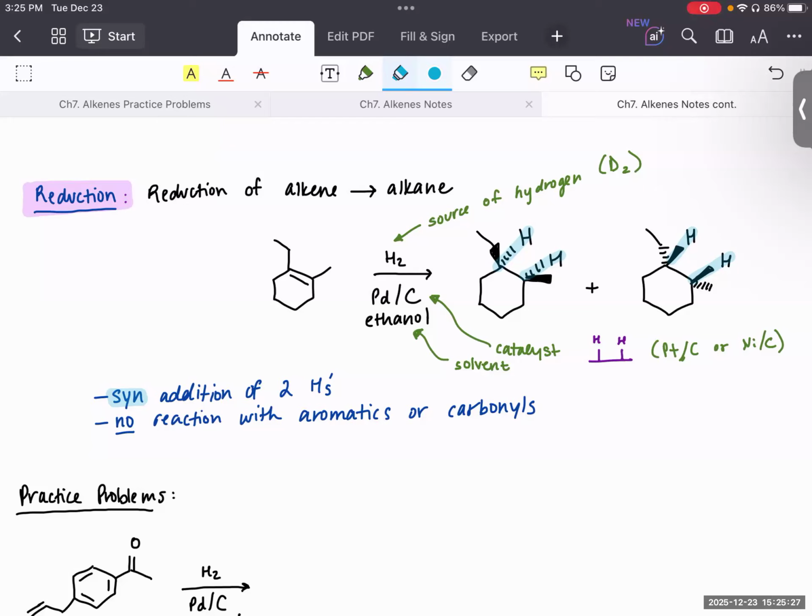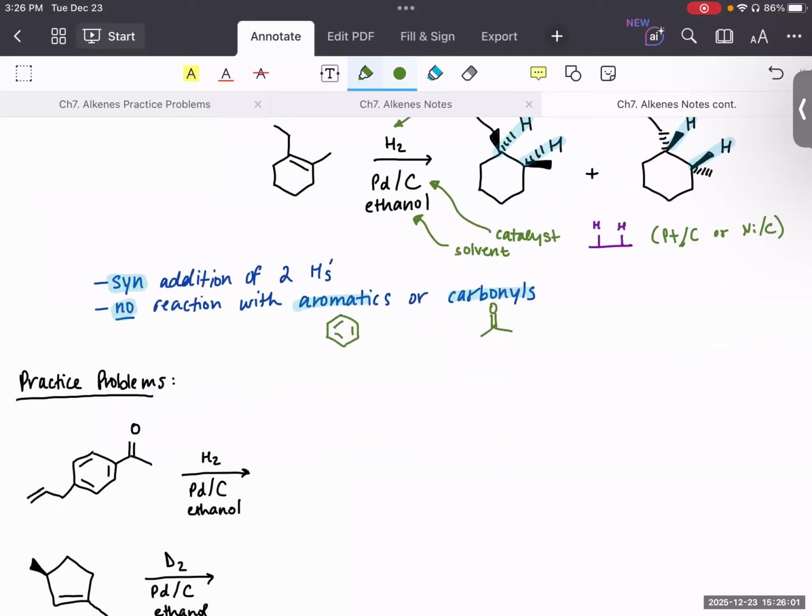The other key detail of this reaction is that you have no reaction with aromatics or carbonyls, except in certain conditions, which you'll get to in the upcoming chapters. But for this chapter, assume that the hydrogen only reduces those isolated alkenes and will not reduce benzene rings. So it won't reduce the ring that has the three bonds in the middle, or a carbonyl, where you have the carbon double bonded to an oxygen. Neither of these functional groups will be touched in this reaction.